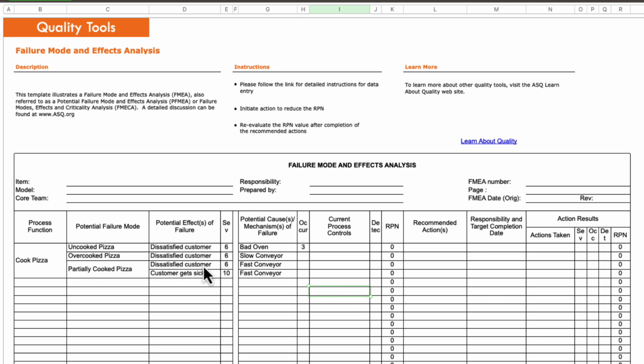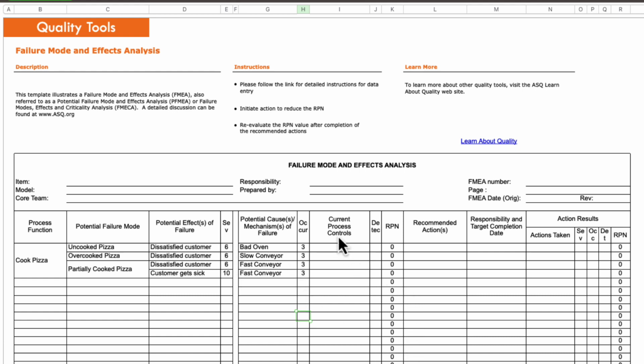Now, if you have an overcooked pizza, meaning that you have a slow conveyor, let's say that, we don't expect that to happen. So we're going to give that a 3 as well. Again, maybe this hasn't happened before and we're just trying to do a new FMEA for our pizza shop. Then you have partially cooked pizza, fast conveyor. These are all probably going to be 3s, right? Doesn't happen that often. Not very big on occurrence. Again, it varies in severity, not so much in occurrence.